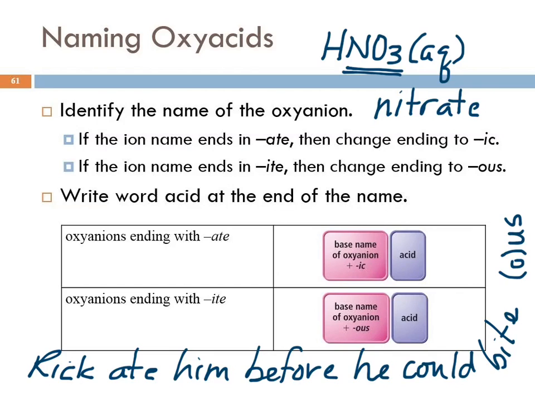So how does this help you remember? Ick and ate go together. Ite and us go together. So if it ends in ate, you change it to ick. If it ends in ite, you change it to us.